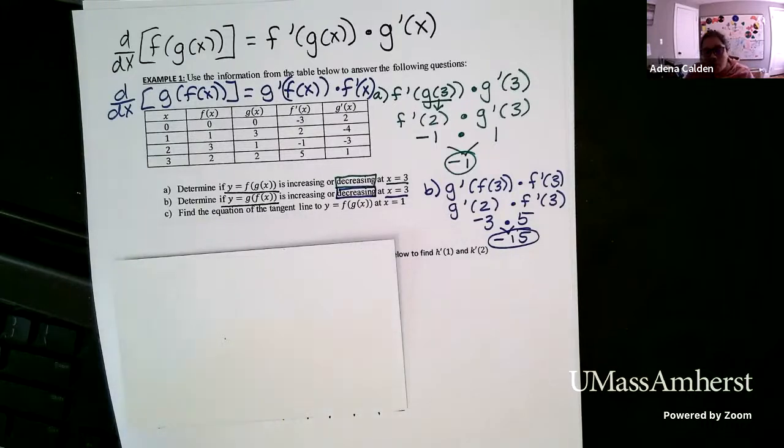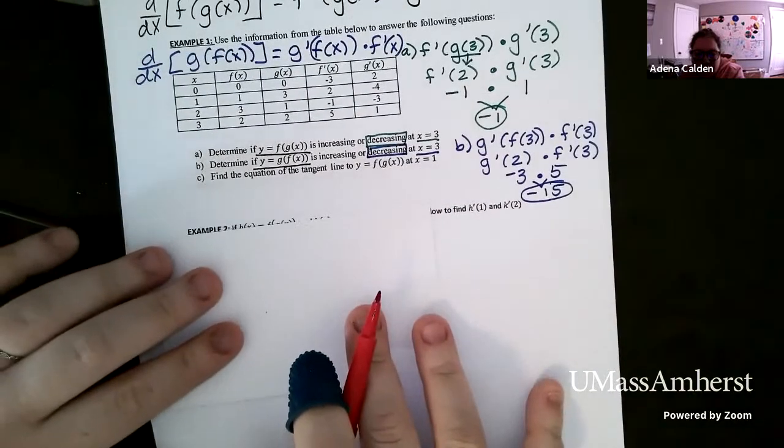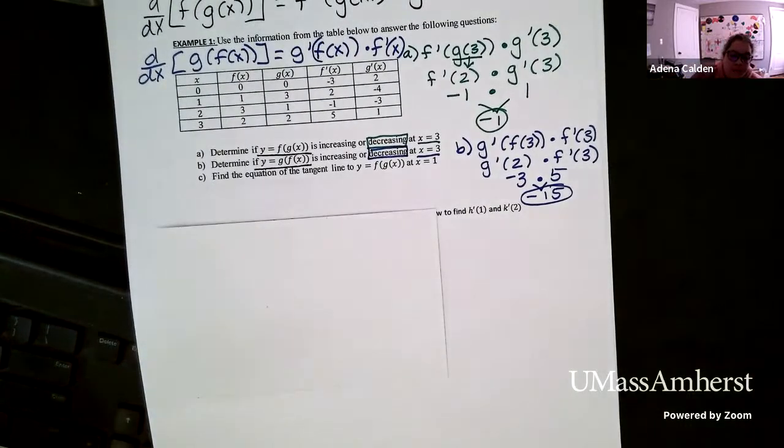So even though we don't know what the function is, we do know some of the behavior because of this analysis that we're doing. And again, this is very new. So if you didn't figure that out, that's totally normal. That's why we're doing it together. So now let's move on to part C.